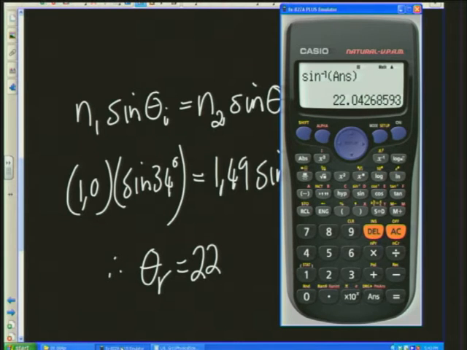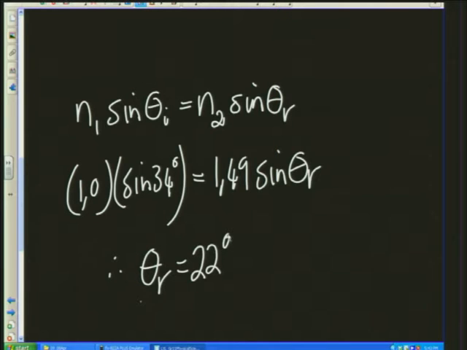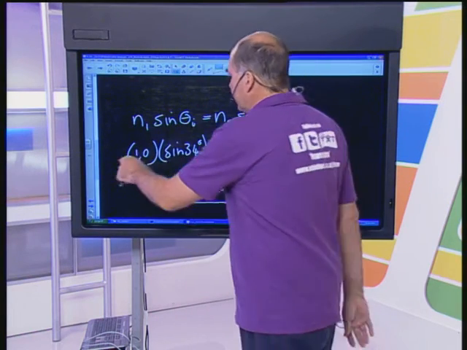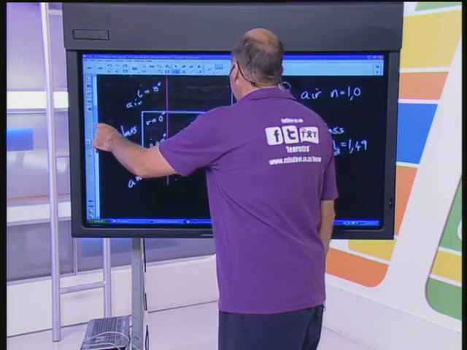I'm going to keep it as 22 degrees, just to be quite simple. Okay, so now I know what the angle of refraction is. So let's go back to my drawing, because I want to draw this accurately.